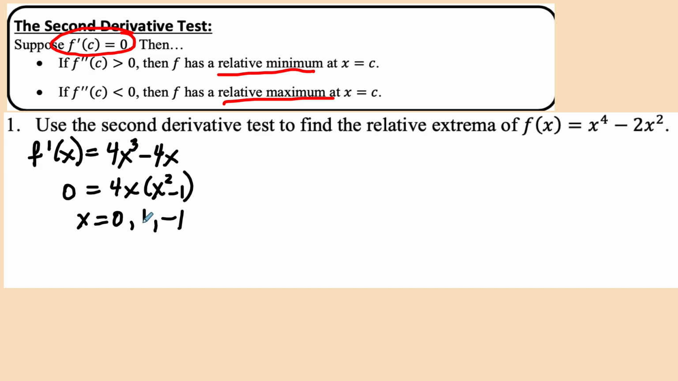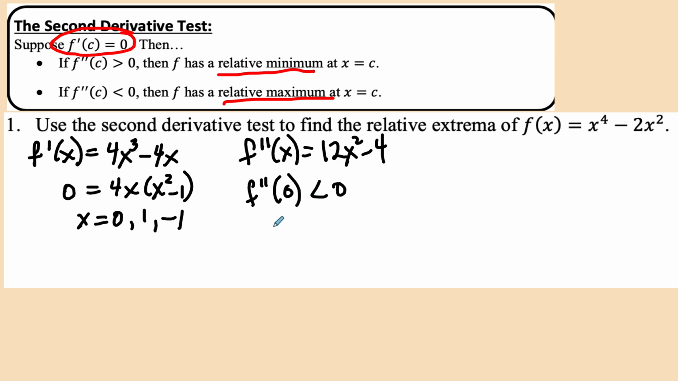So I took the first derivative, and these are all my critical points. So the second step is to take the second derivative, which is going to be 12x squared minus 4. And then what I want to do is evaluate the second derivative at each one of these. So if I put 0 in here, I'm going to get less than 0. If I put a 1 in here, that's going to be greater than 0. And if I put in a negative 1, I'm going to have greater than 0.